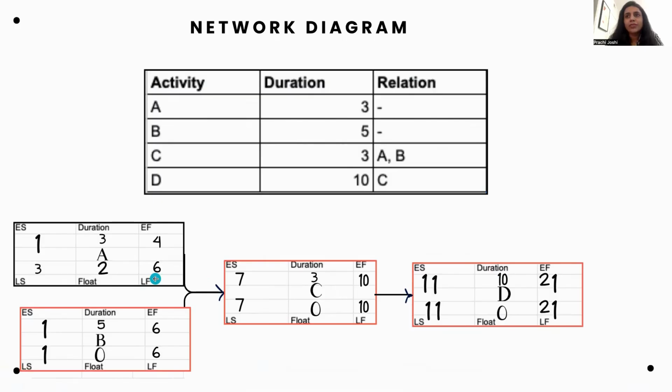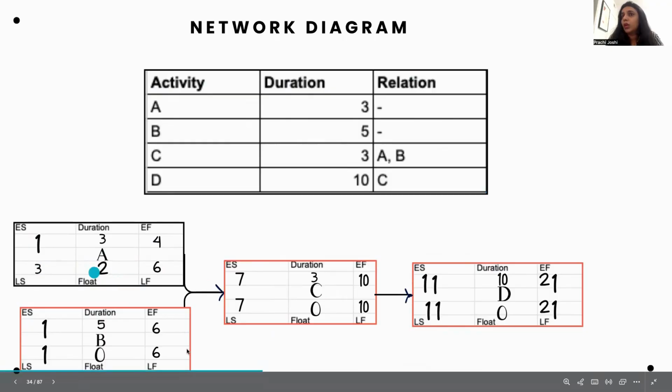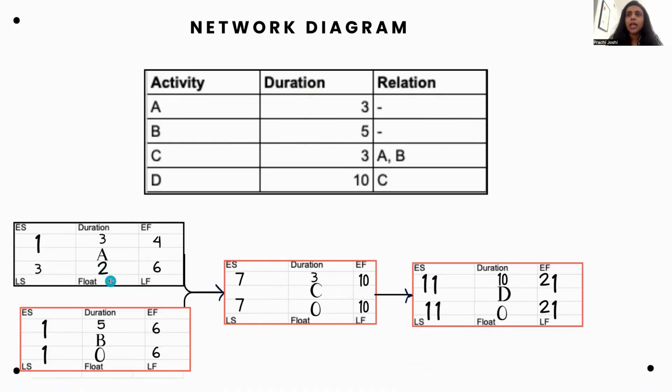Now let's look at activity A. Here, 6 minus 4 is 2 and 3 minus 1 is 2. Yay! So we have tallied and all our math is correct. And now let's look at what float 2 means. So float 2 at activity A means you have 2 days of float, which means you can delay activity A by 2 days, not more than that. If you delay activity A by more than 2 days, again, it will affect the finish date you have scheduled.